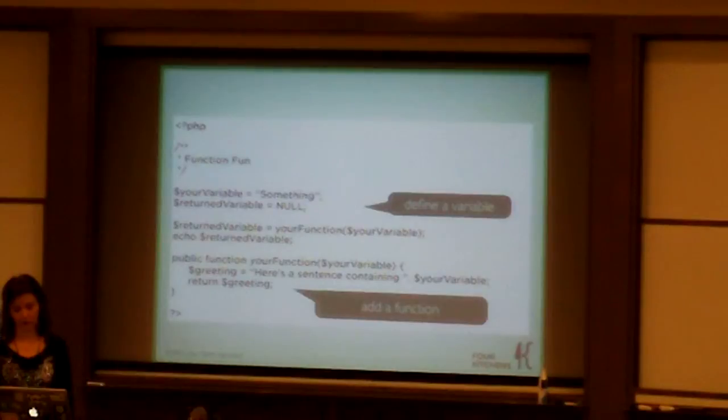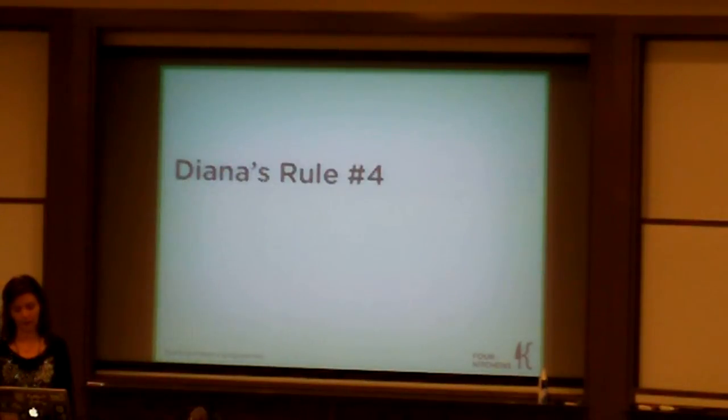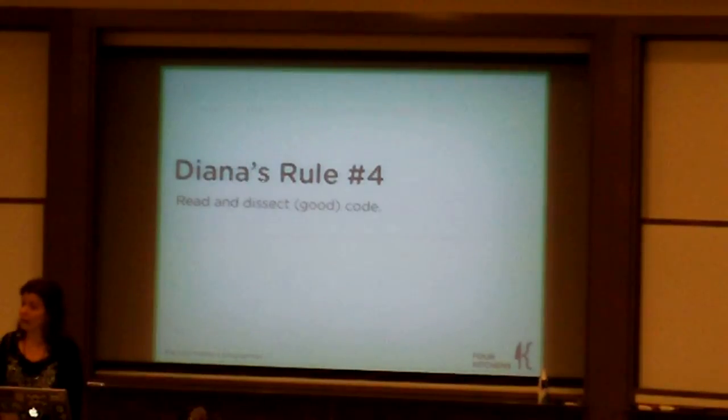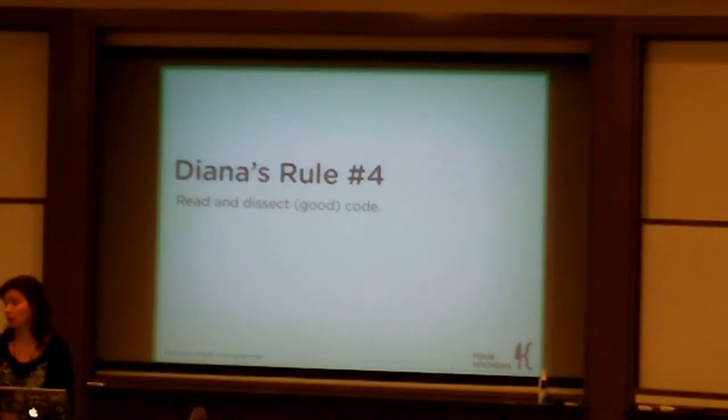So we're going to go past this because we're out of time. So rule number 4, read and dissect good code. Write code, read code. That's how you learn to code, is see how other people do it. As a professional programmer doing this all the time, that's pretty much what I'm doing: I read other people's code, write my own code, and other people read my code. That's how we get better.